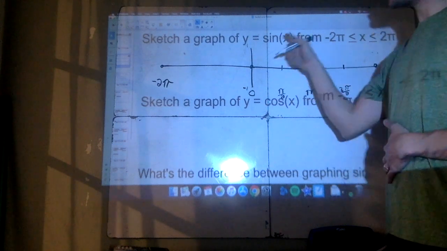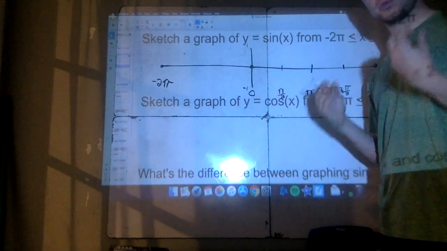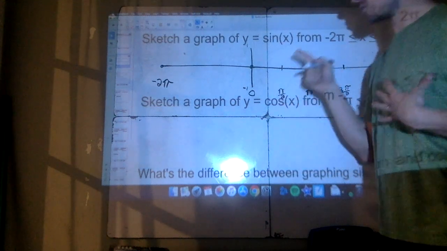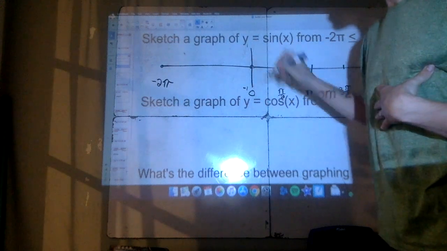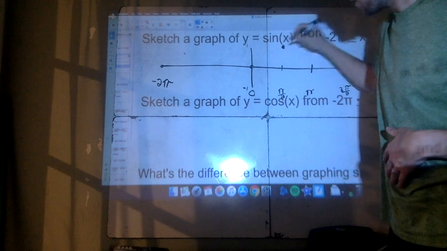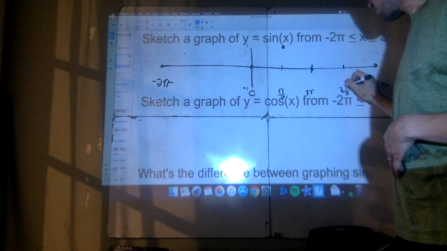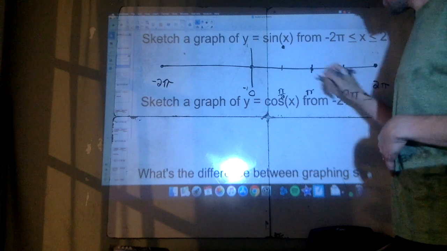So when we're graphing sine, the big question here is what was the difference when graphing those? Well, it's where they start. So sine always started at 0. And then at pi over 2, it went up to 1. At pi, it was back to 0. Then it goes to -1. And then back to 0.